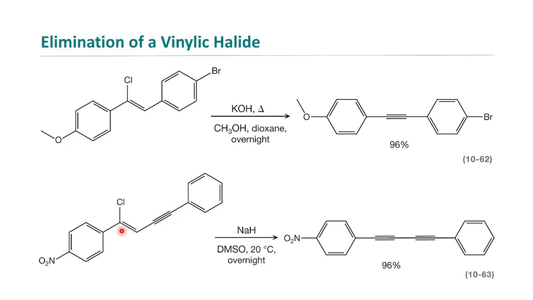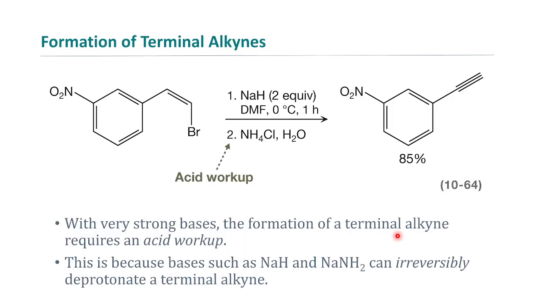And what we'll notice here is, again, we can go ahead and put on a triple bond here. We go ahead and have the Cl leave as our leaving group again. And again, we get 96% yield. Quite good. So let's talk about the formation of some terminal alkynes.